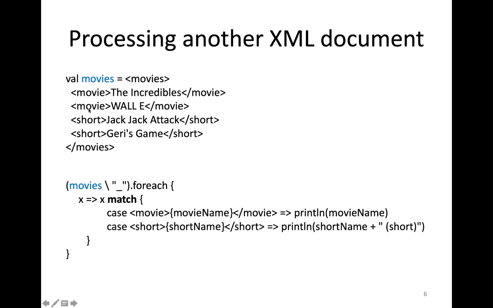Let's take another example. Here we have an XML document named movies. The parent tag is movies, and inside the document we have two types of tags. One is the movie tag and one is the short tag, and we can have multiple items. Now say we want to get all the items in that XML document, then we can use backslash underscore. You remember in Scala underscore basically stands for everything, right? It's a wildcard character. So this represents all tags in this document.